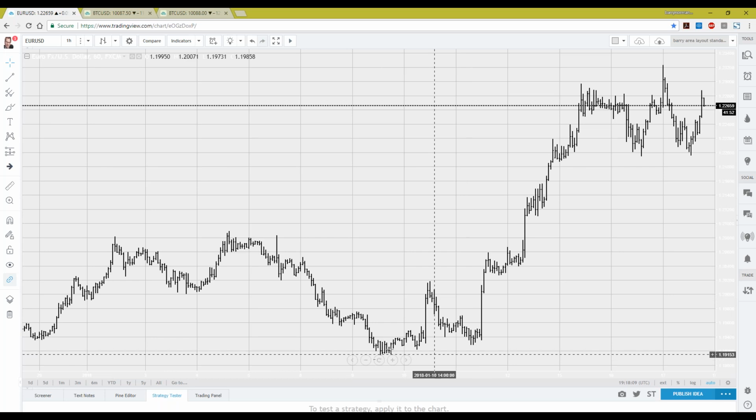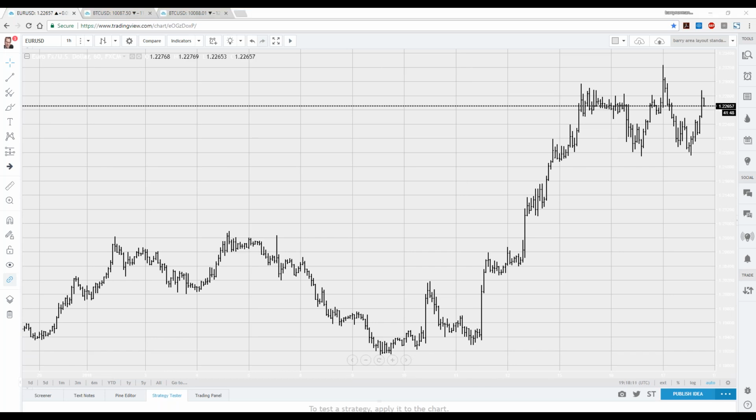So what we want to do is locate what we're going to call the significant swing low or the significant swing high. If it's an uptrend, we're looking for a significant swing low. And then we want to draw a line.